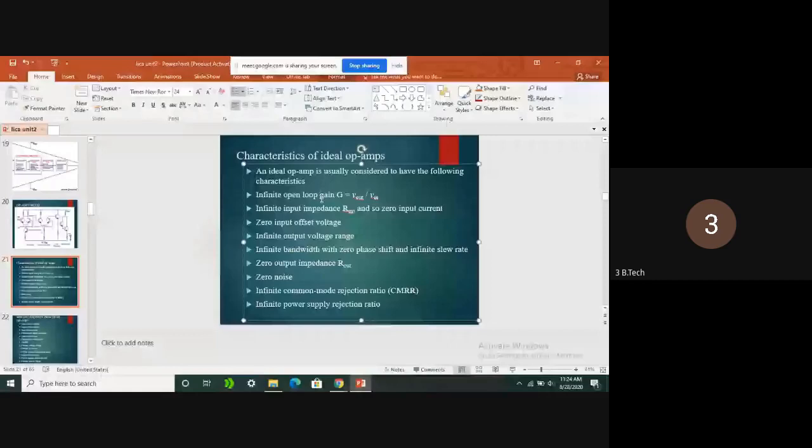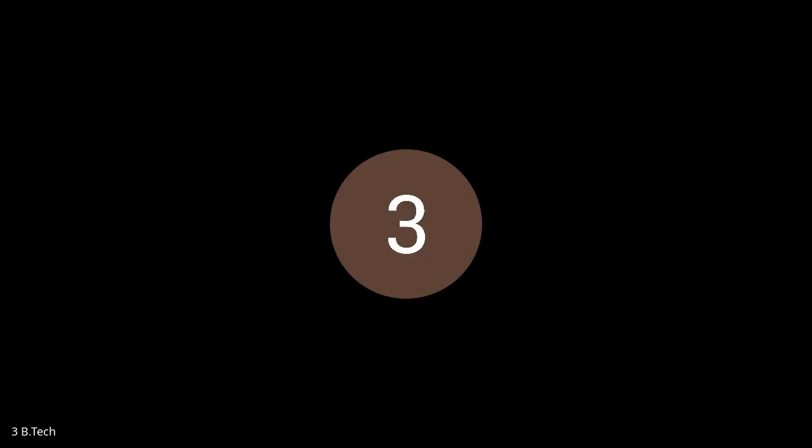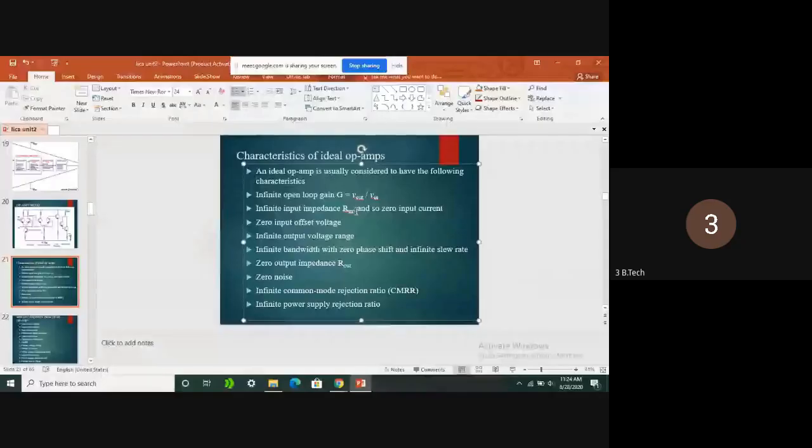So the next characteristic we can say is infinite input impedance. Practically that is not possible, but an operational amplifier has a very high input impedance. If the input impedance is high, what is happening there? Obviously the input current will be reduced. Is that clear, all of you?